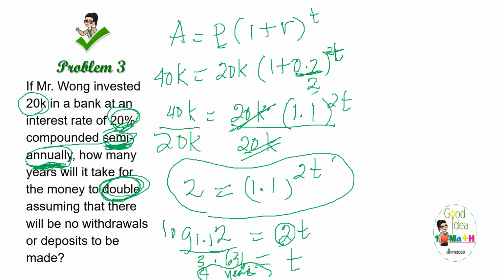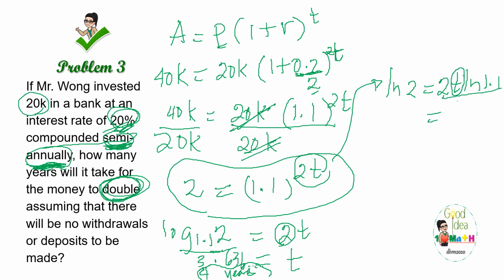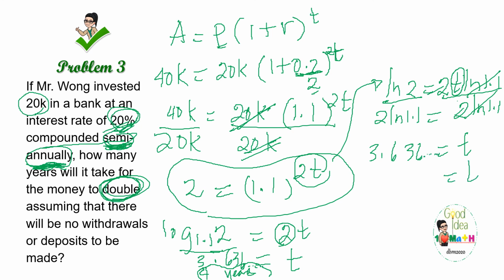Now, let us use ln. From here, this is the same as ln 2 is equal to 2t, where 2t is our exponent. So, bring down 2t and then ln 1.1. Using calculator, our goal is to isolate t here, so divide both sides by 2 ln 1.1. So divide ln 2 by 2 ln 1.1. Press ln 2 and then divide by 2 ln 1.1, and the result is the same: 3.636 and more. Then estimatedly this is 4 years. So the same answer.